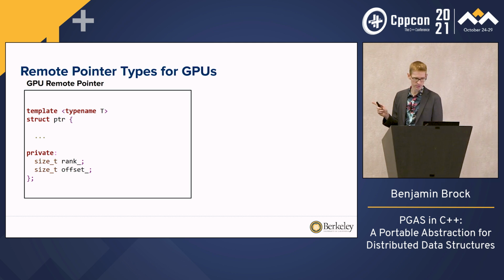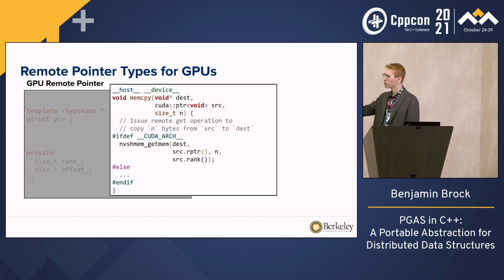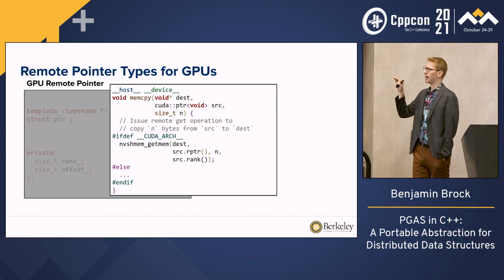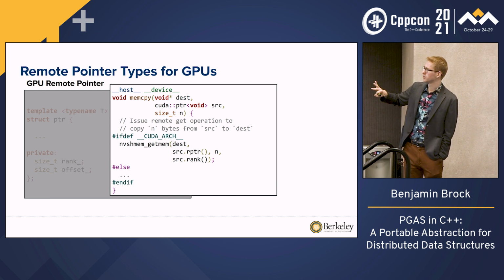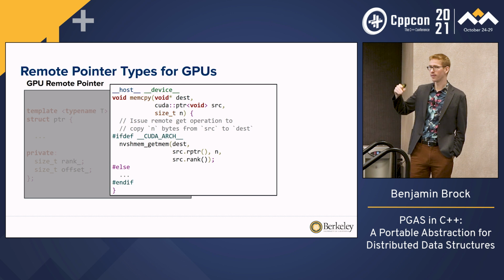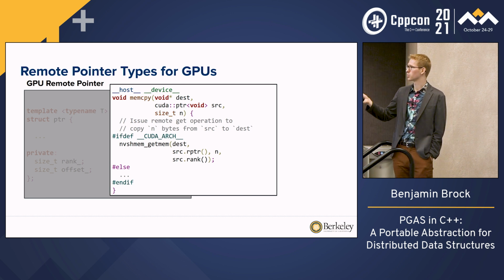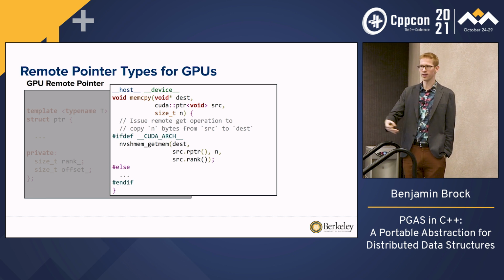But for now, this is all that's required. And then we can go and implement our memcopy function. Now, the memcopy function requires some if-defs, and that's because we need to create versions of this function which will work both on the CPU and on the GPU.